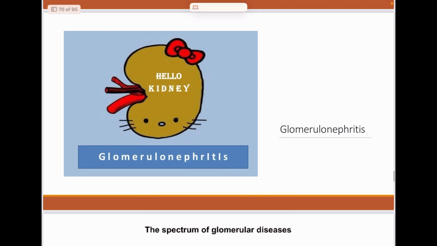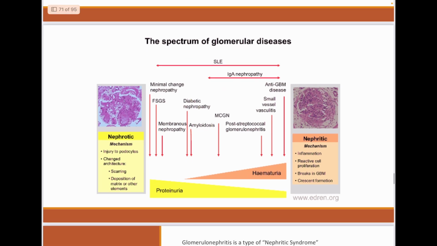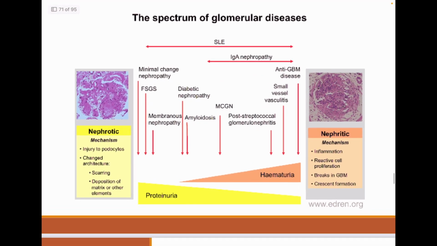We're going to start moving on to glomerulonephritis. This is a form of intrarenal failure. Okay, remember this is dealing with the tissue itself of the kidney. Therefore, it's going to be an intrarenal cause of those acute renal failures. So there's a spectrum of glomerular diseases.